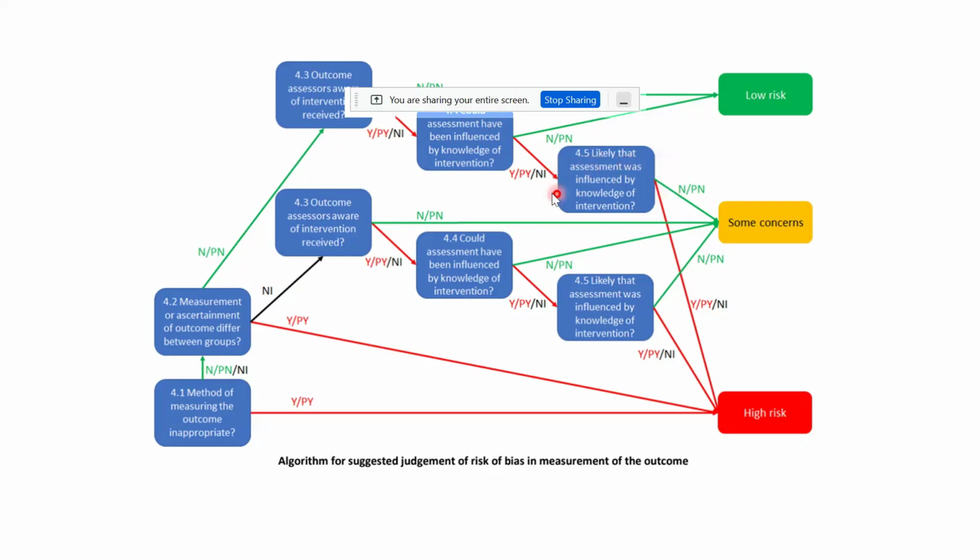Is it likely that the assessment was influenced by the knowledge of the intervention? Here we usually see the data and then we take a decision. If we go to yes, it becomes high risk. If we go to no, it becomes some concerns. Similarly, from here, if we have no information for 4.2, these are the same questions. And similarly, as an algorithm, we will arrive at low risk, some concerns, or high risk.